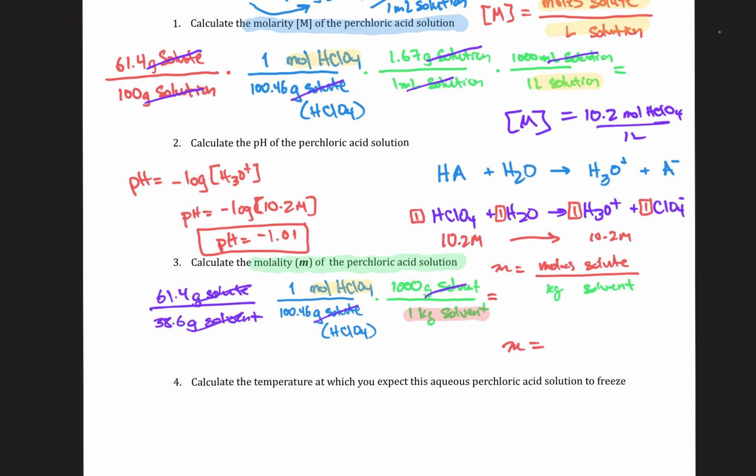Now I just calculate, and I get a value of 15.8 moles of my solute, perchloric acid, for every 1 kilogram of solvent. Notice that even though molality and molarity seem very similar, we get very different results because one is moles per liter of the entire solution, where the other is moles per kilogram of only the solvent.